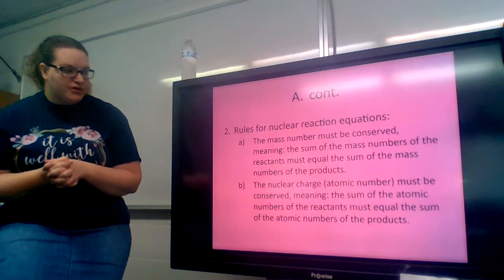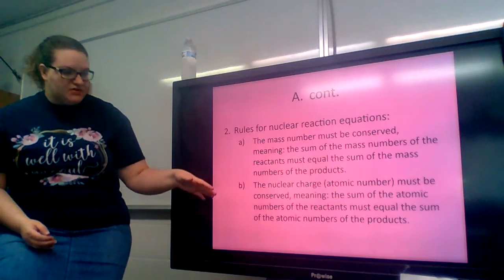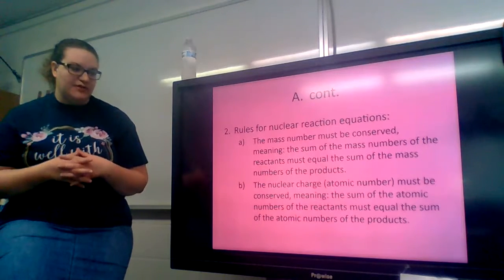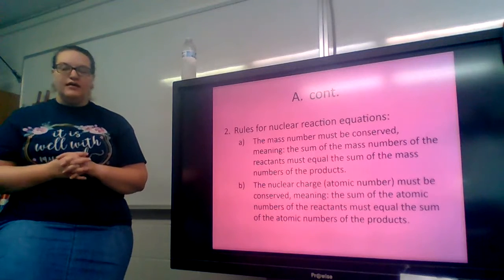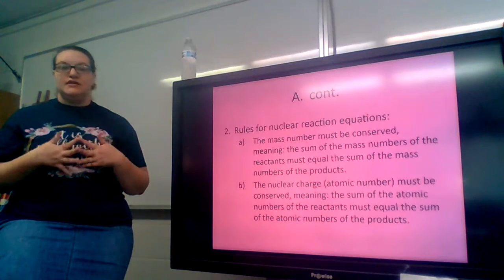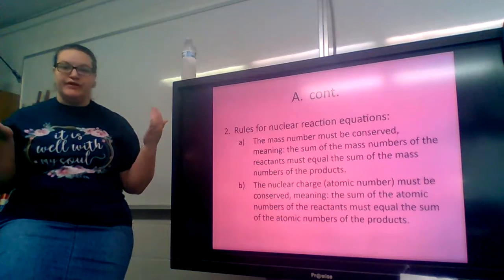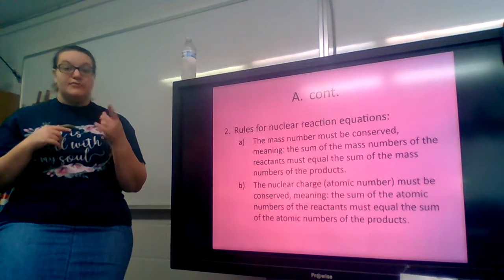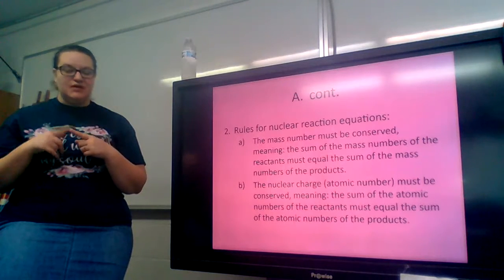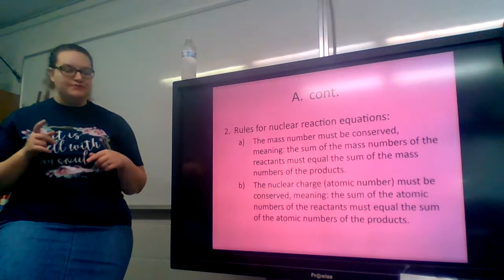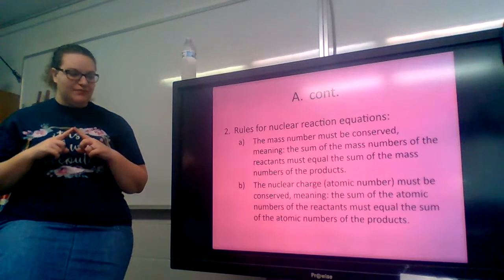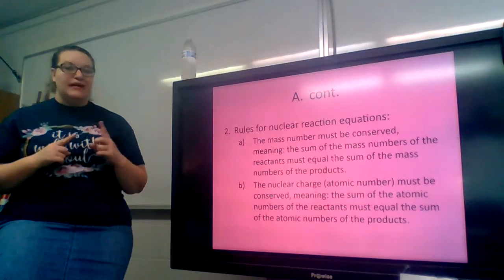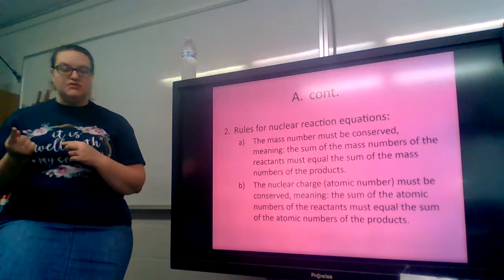And then the nuclear charge or the atomic number must be conserved, meaning that the sum of the atomic numbers of the reactants must equal the sum of the atomic numbers of the products. Okay, let's say, just for argument's sake, the atomic number you're working with is 238. Okay, which does happen. If you watch the chemistry quiz assignment video that you're supposed to watch this week, you'll see that number. Anyway, if it is overall 238, then the reactants must add up to get 238.